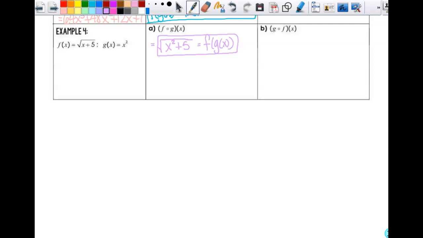All right, so then let's look at g of f of x. So we're going to take f and put it in g, so that means I'm going to have the square root of x plus 5 squared. What is the square root of x plus 5 squared? X plus 5. So this is x plus 5. That equals g of f of x. Okay. What questions do you have?